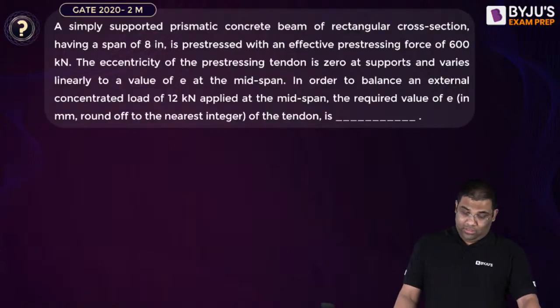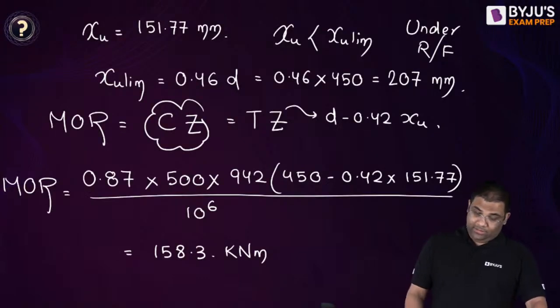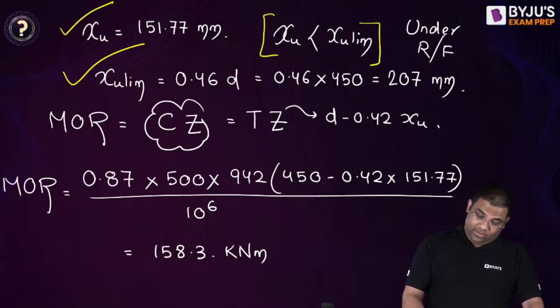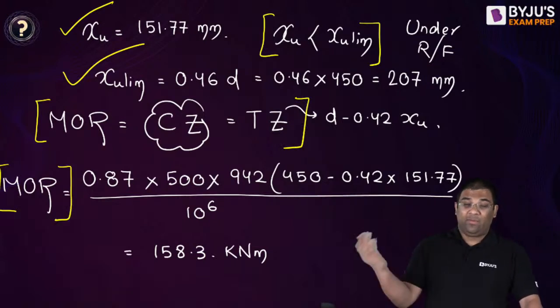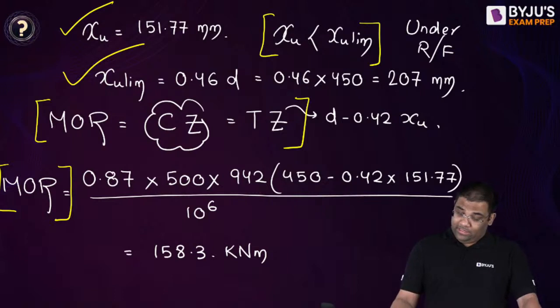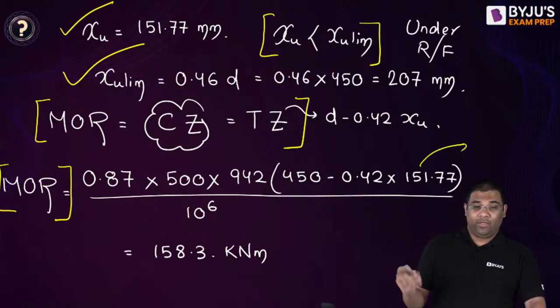Very good. Let us go to the next question. Same steps. Find XU. XU is less than XU limiting. Put the MR formula. Find out. And as Vikrant told, if XU is coming more than XU limiting, then what you will do? In this equation, you put XU equal to XU limiting.